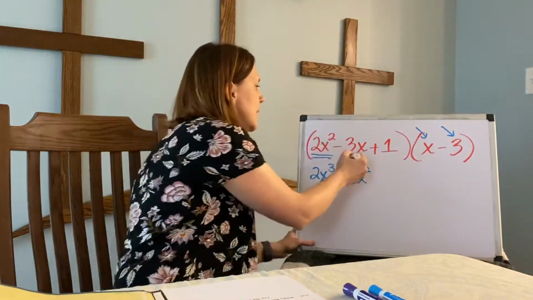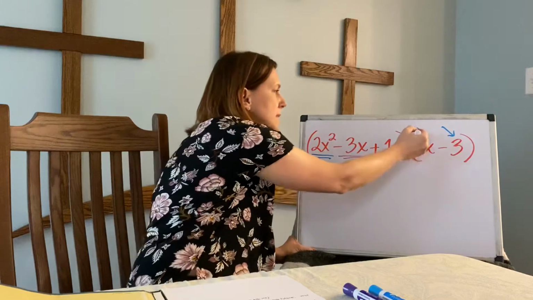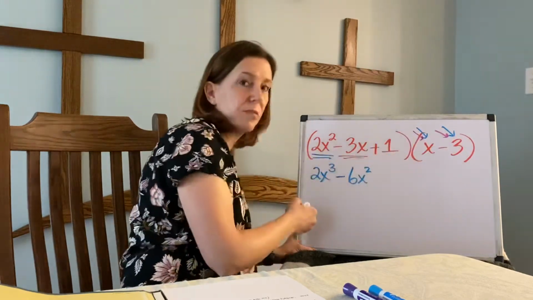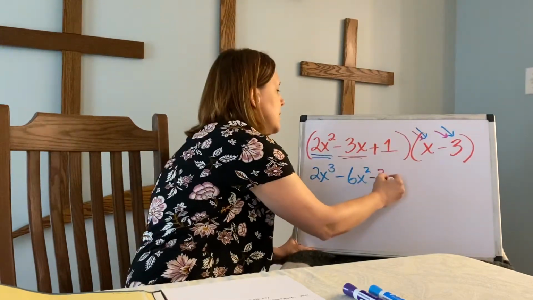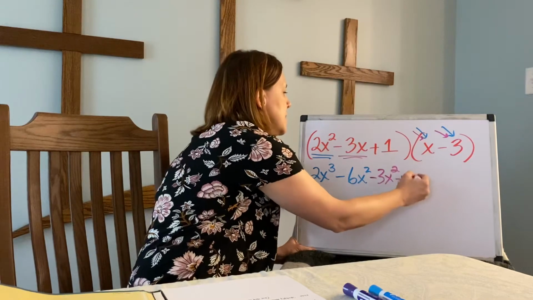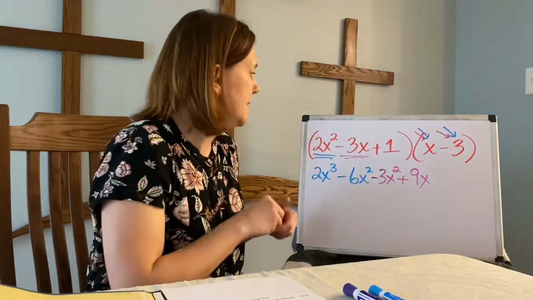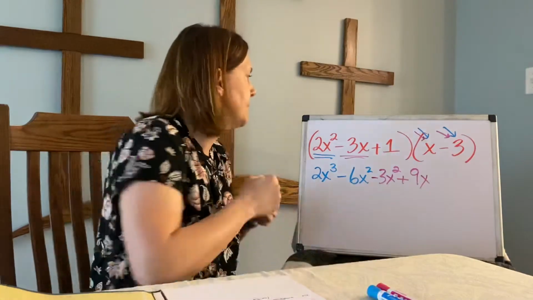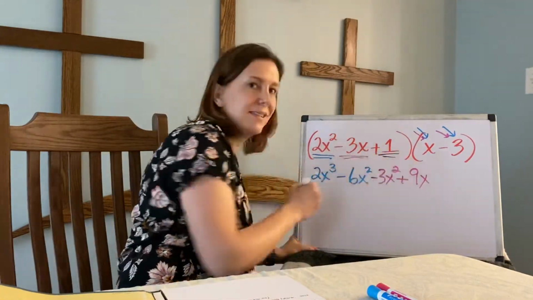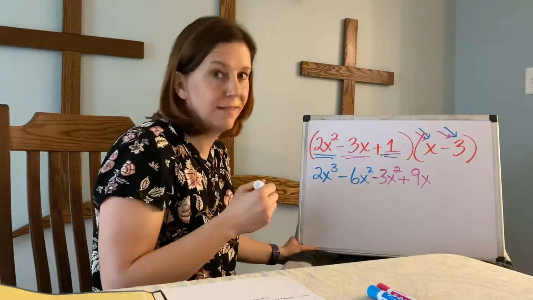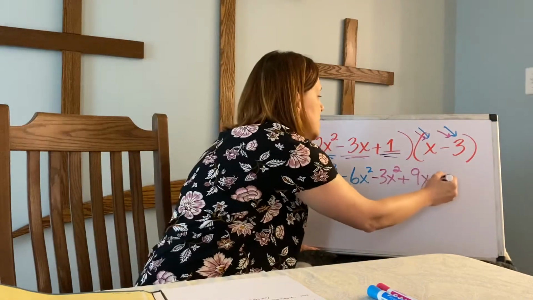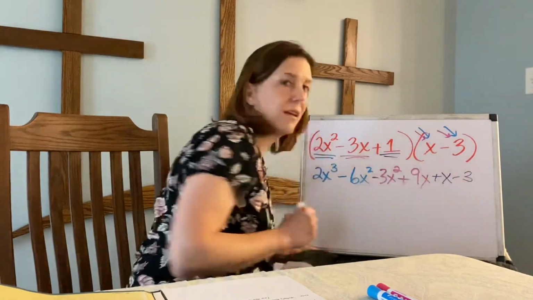Okay, second one, negative 3x multiplied by both terms again. Going to give me negative 3x squared plus 9x. Be careful with your signs here. My last one. This one's nice. I'm going to multiply everything by 1. Nice. It means it's not going to change anything.